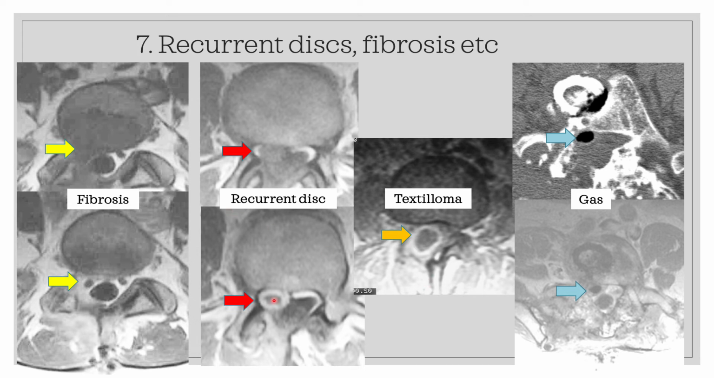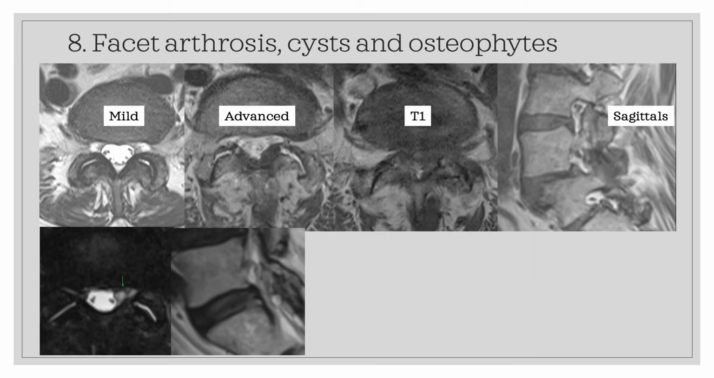Other things that can mimic discs, remember to think of textiloma. So if you have a foreign body or a gauze piece left behind, and then sometimes gas can also give that appearance. Facet arthrosis is something that, again, we tend to look at very carefully, with mild, moderate, and advanced grades. T1 weighted images can help us show the bony components a little bit better. The presence or absence of perifacet edema can be important, and sagittal images are always good to look at facets.